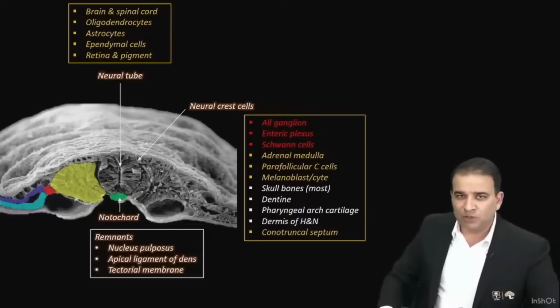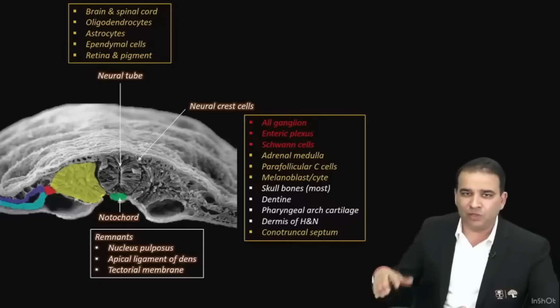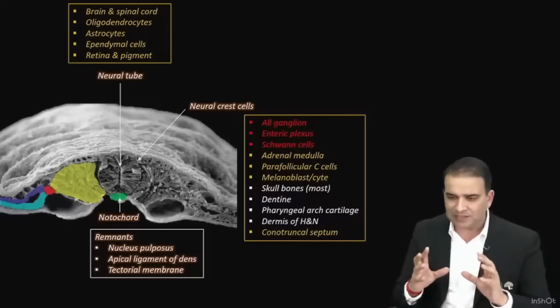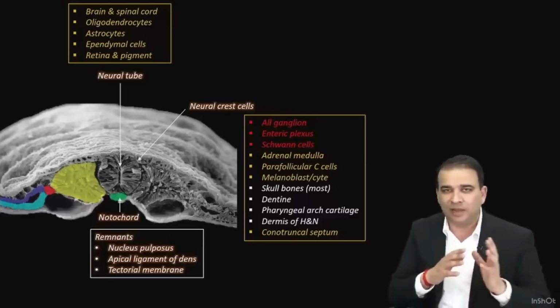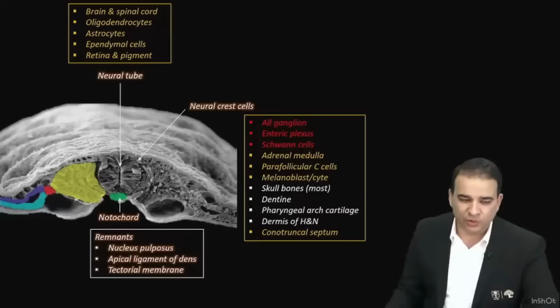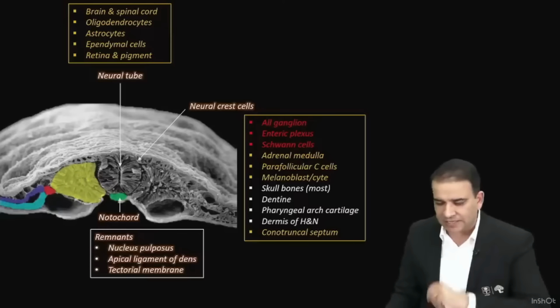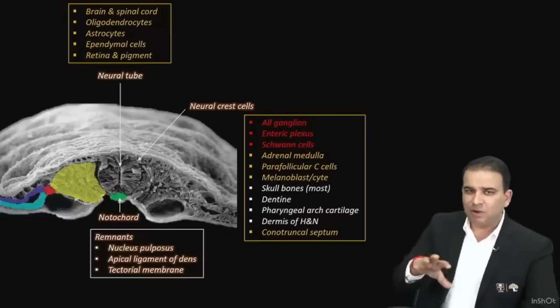So guys, this is about the neural crest cells derivative and about the derivatives of neural tube. So at least you can eliminate some options when you keep that in mind, that CNS is about the neural tube and peripheral nervous system is all about the neural crest cells. Chalo guys, moving on.